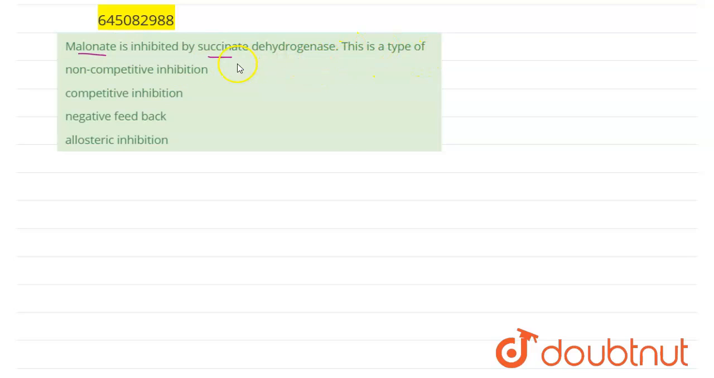Hello students, the question given is: malonate inhibits succinate dehydrogenase. This is a type of non-competitive inhibition, competitive inhibition, negative feedback or allosteric inhibition. Now here succinate dehydrogenase is an enzyme and we know that enzymes are biological catalysts. They are used in a reaction to speed up the reaction.